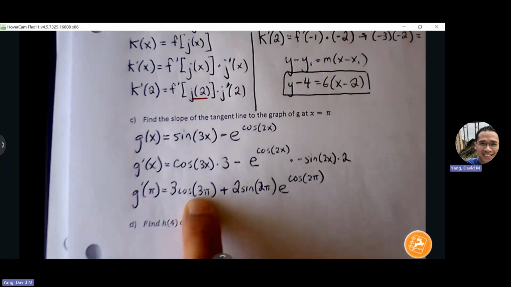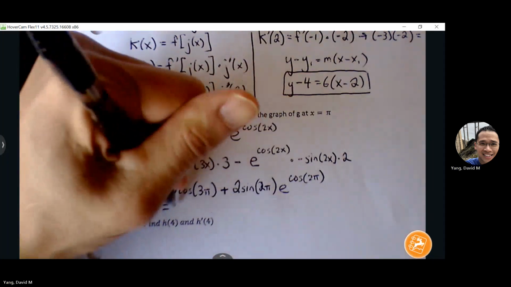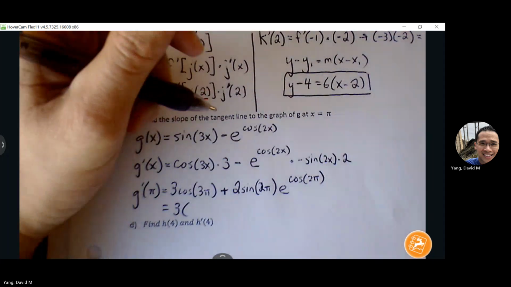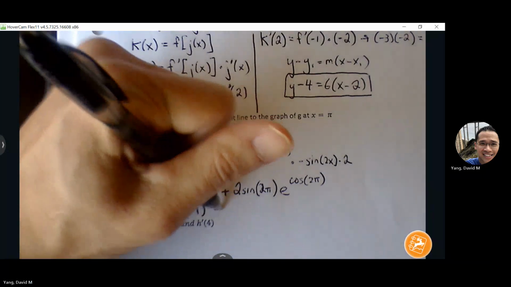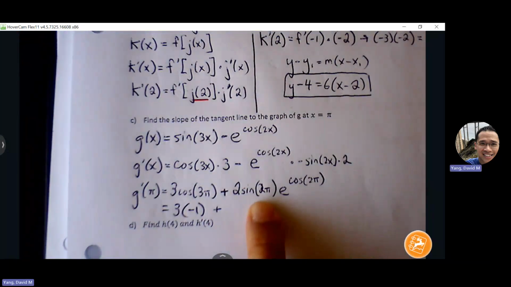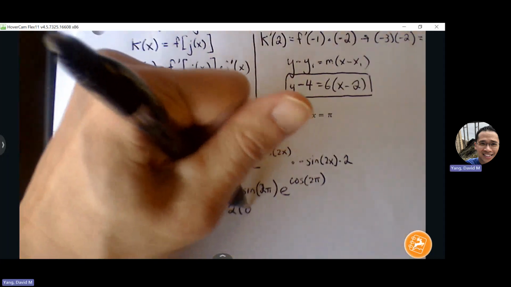So cosine of 3 pi, if you don't recognize 3 pi, you can always add or subtract 2 pi to get a coterminal angle and make it more familiar. So cosine 3 pi is same thing as cosine of what? Cosine of pi. Cosine of pi is negative 1. And then sine of 2 pi, what's sine of 2 pi? 0. Yeah, so anything times 0 is just going to be 0.